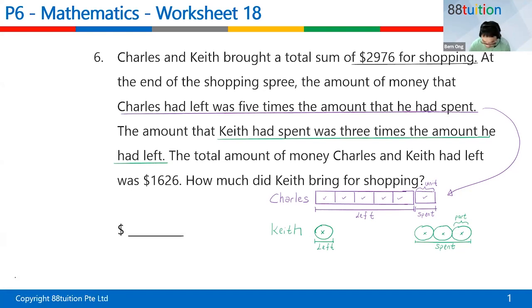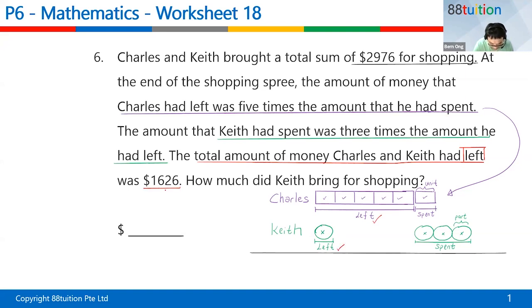Are you ready? Okay. So down here, what do you see? Look at the final clue. The total amount of money Charles and Keith had left. We are looking for what is left. Left means this portion and this portion. It was 1626. So what can you say? I can say that 1, 2, 3, 4, 5 units of Charles that is left plus 1 part of Keith is equal to 1626. Can you see that? That is one equation.